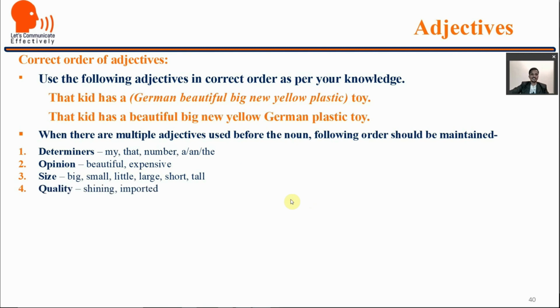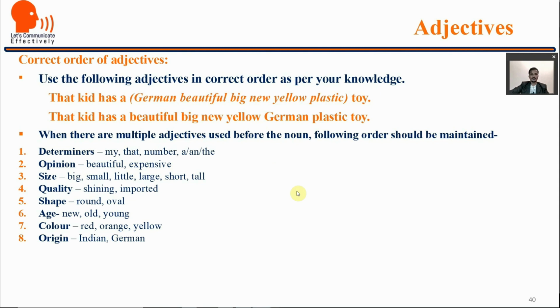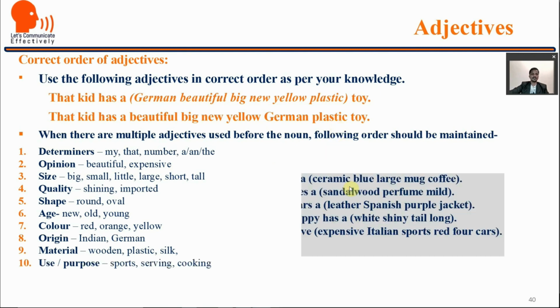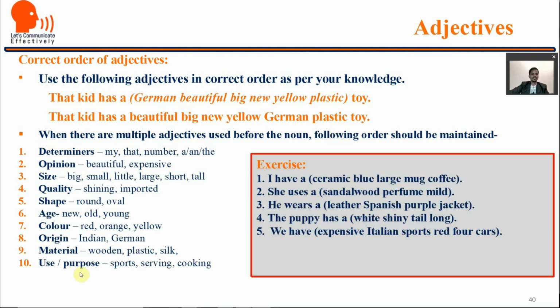Fourth should come quality, shining or imported. Next should come shape, round or oval. Next should come age, new, old or young. So here has come new. Seventh should come color, the adjective which describes color. So it is yellow here. Then eighth is origin of that particular noun. So it is German here. Ninth, material used, wooden, plastic, silk. So plastic here. And the tenth should come use or purpose, sports or serving, cooking.